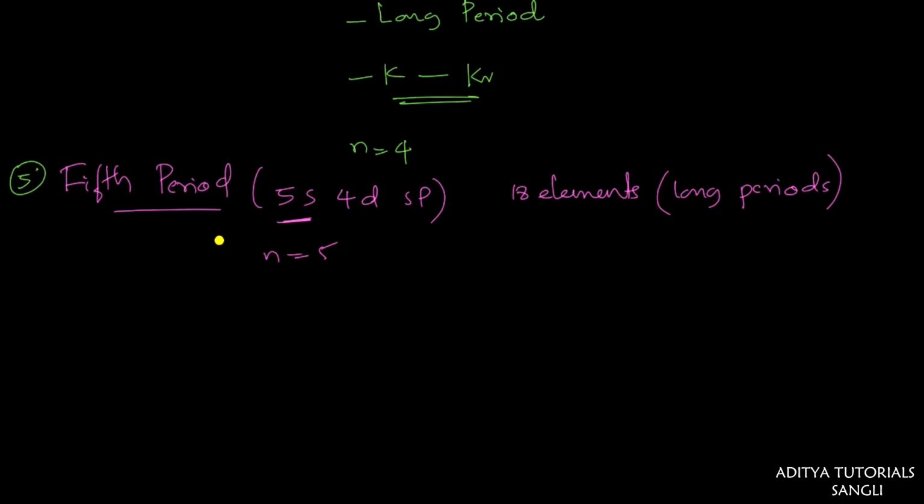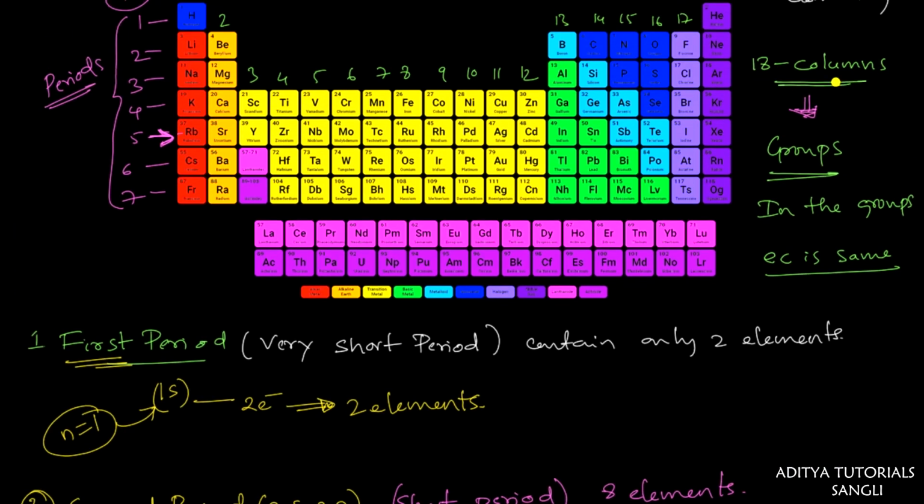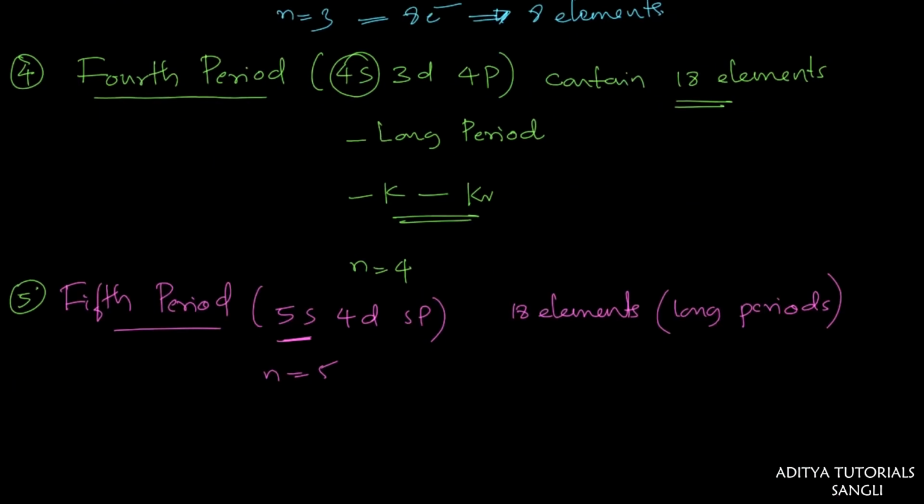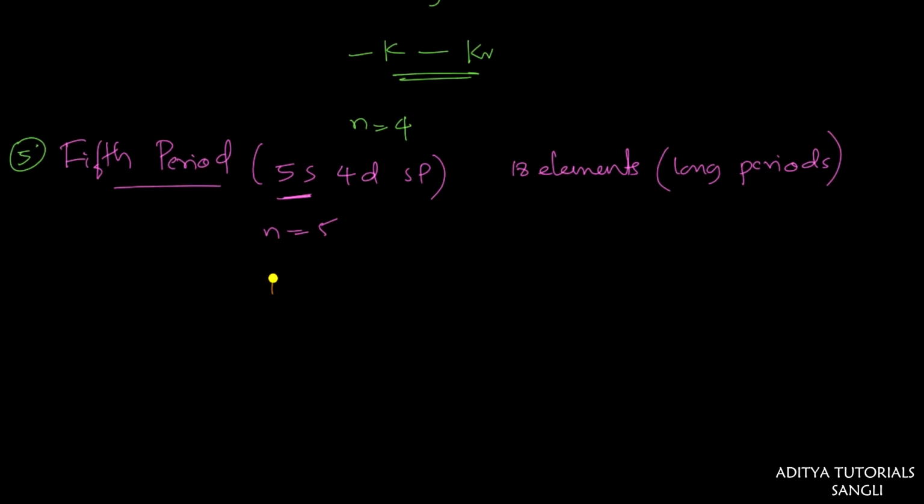Now the elements in the fifth period start from rubidium, Rb, and end with xenon, Xe. That is the elements from Rb to Xe. There are a total of 18 elements, therefore it is called a long period, and the principal quantum number is 5. In these elements the electrons fill up the 5s, 4d, and 5p orbitals. Next go for the sixth period.